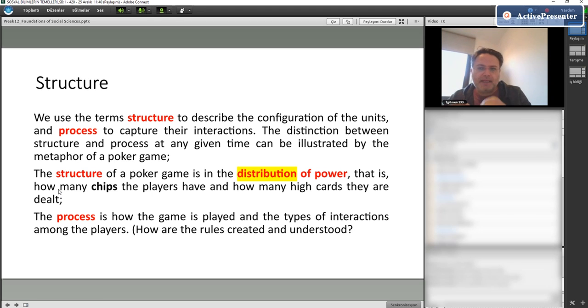Process is how do we play the game? What are the rules of this game? Okay, so remember structure and process. That's the difference between structure versus process. So structure is distribution of power. Process is the interaction between you and me. So the interaction is decided by the rules of the game, right?